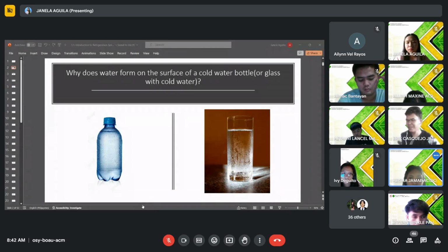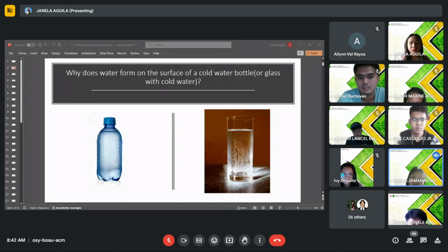In this case, the surface of both containers are colder than the surrounding air. So when warm, humid air in the room comes into contact with the cold surface of the containers, the temperature of the air decreases. As a result, there is too much moisture so the air can no longer hold it. So the excess moisture condenses on the cold surface of the container, forming the water droplets.